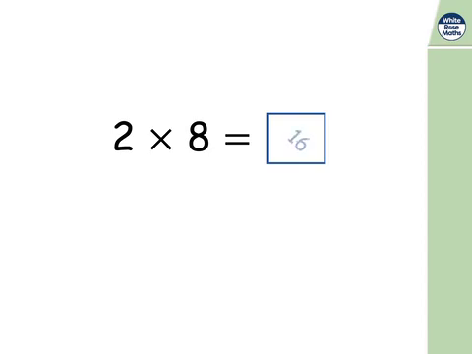That's right. 16. Did you count up in twos? Or did you do 8 plus 8? I wonder.